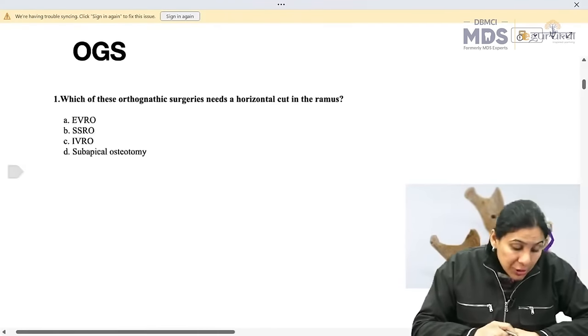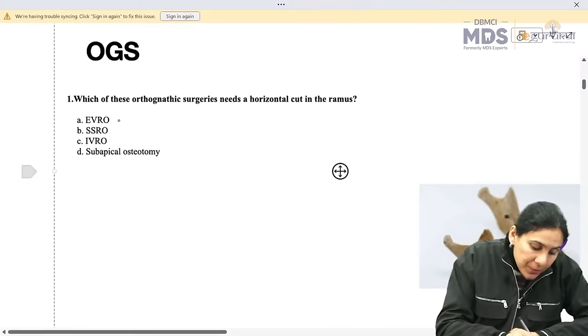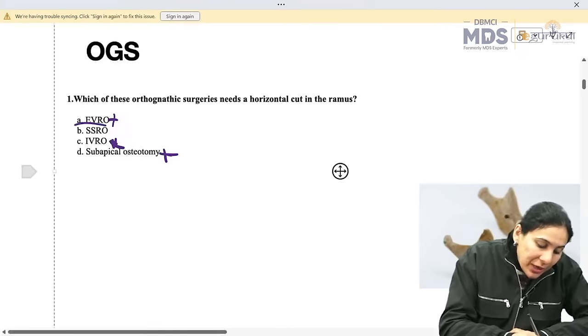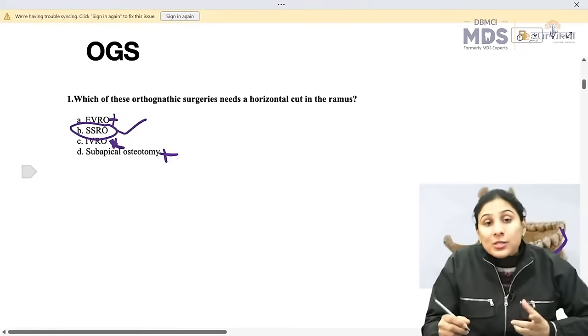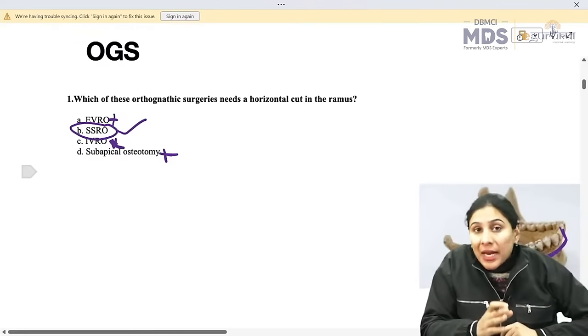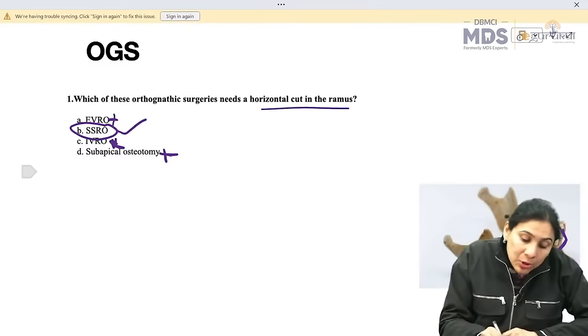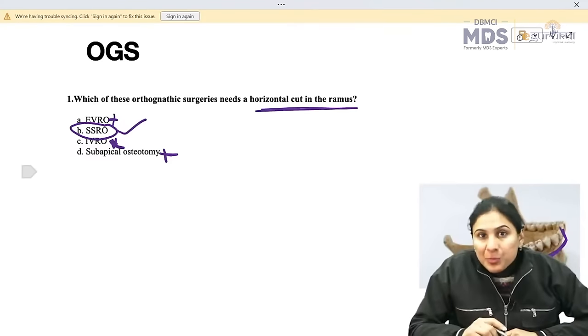So the only option left is SSRO, since this is wrong and this is wrong. But the name of SSRO also suggests that it's a sagittal split ramus osteotomy, while the question is asking about a horizontal cut. How do you explain that?